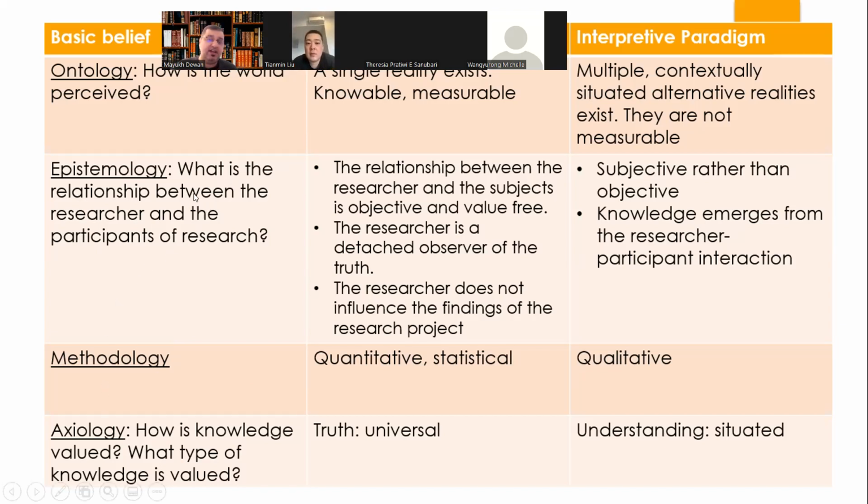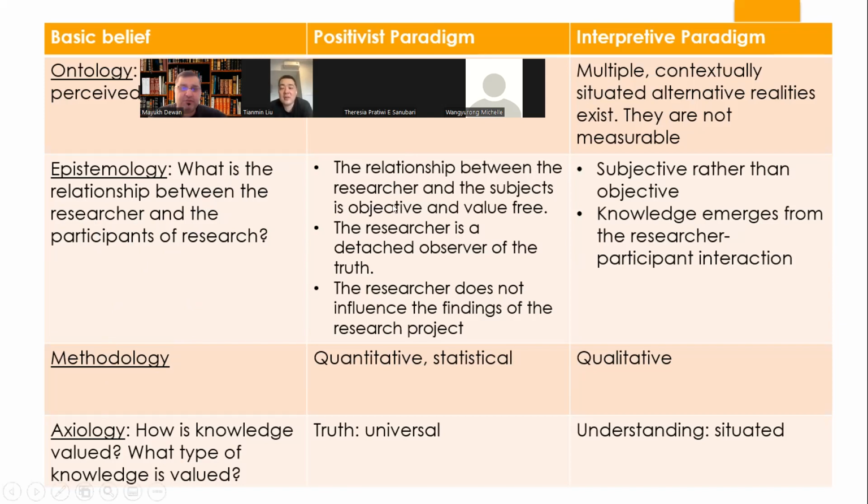Epistemologically means what is the relationship between the researcher and the participant. For positivist people, they say the relationship between the researcher and participant is value-free and objective. Objective means I don't influence you at all. They say they are detached from the truth. The observer is outside the box, and the researcher does not influence the findings. Whatever my SPSS says, I will write down. That's what positivist people think.